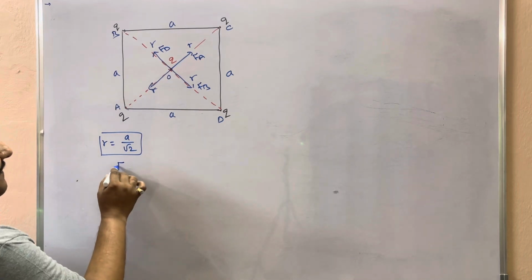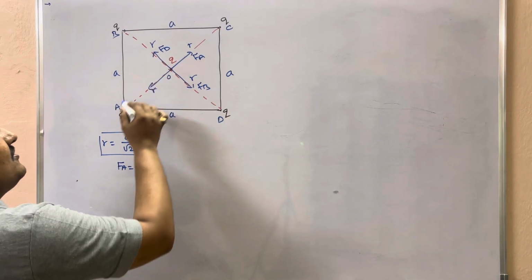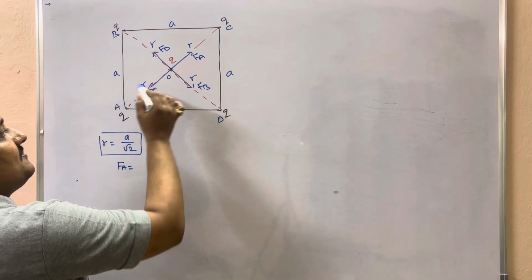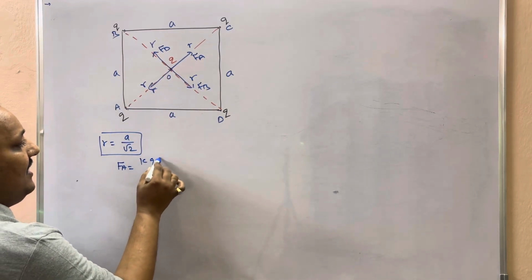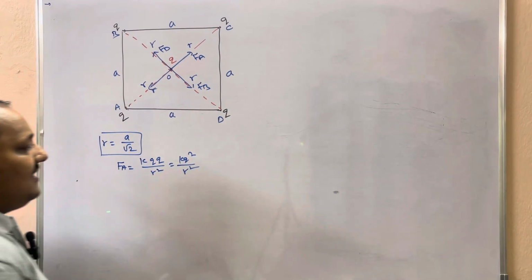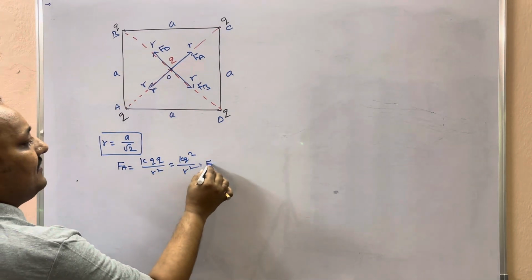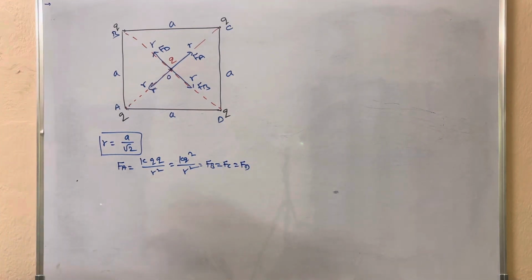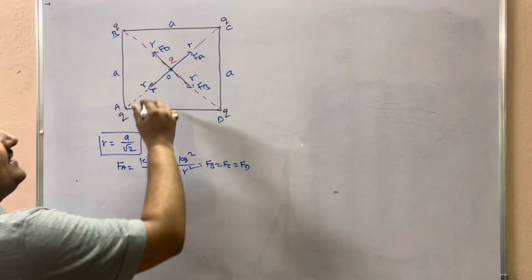What is FA? FA means the force between A and the charge at center. What is the separation here? Small r. Therefore, KQQ by R square, that is KQ square by R square. You will get the same for FB, FC, FD. All are equal and opposite, you can see.